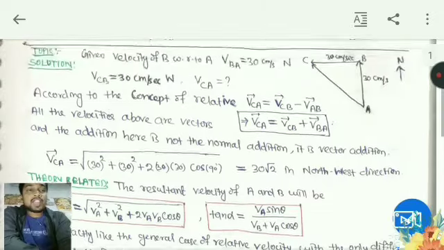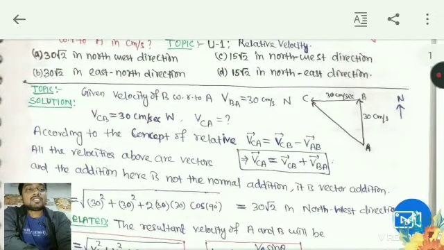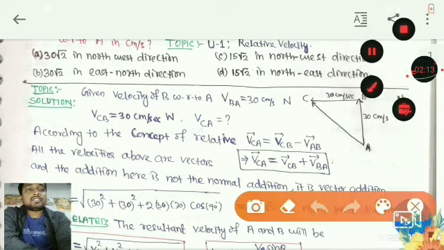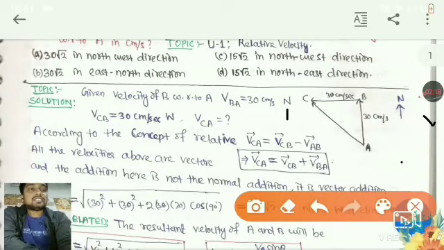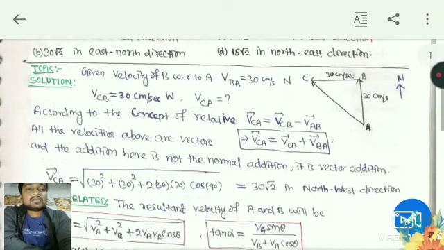This is the magnitude. And direction we can calculate from this: this is the north direction, this is the south direction, this is the west direction, and this is the east direction. We are only meant by north and south direction. We can change it to northwest, northeast, southwest, or southeast. That's why the velocity of C with respect to A is in the northwest direction. Yeah, we got the result.